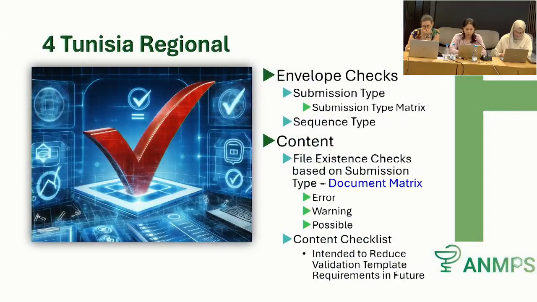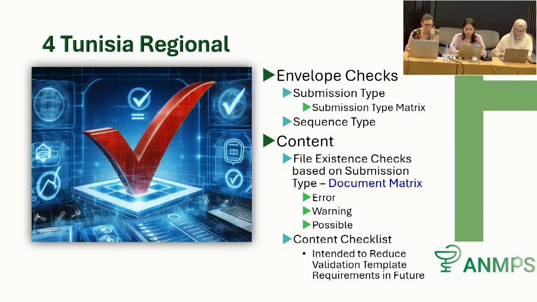The checks on the envelope have also been expanded, ensuring that codes from defined lists are valid. The submission type matrix has been added to ensure that submissions bundled together are allowed. The sequence type has been added and checks governing its usage have been added. The document matrix has been added to ensure that the correct files have been provided based on the submission types.